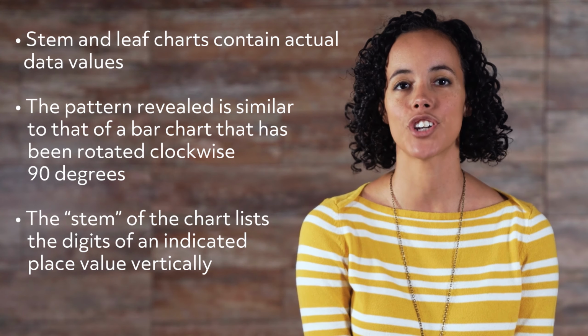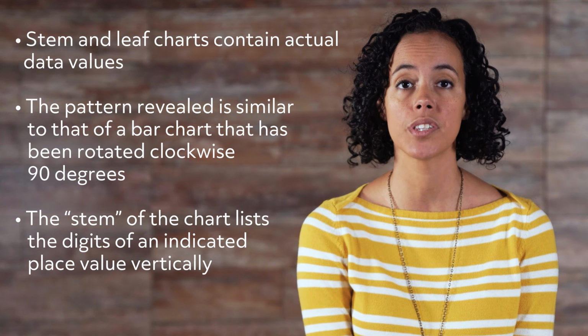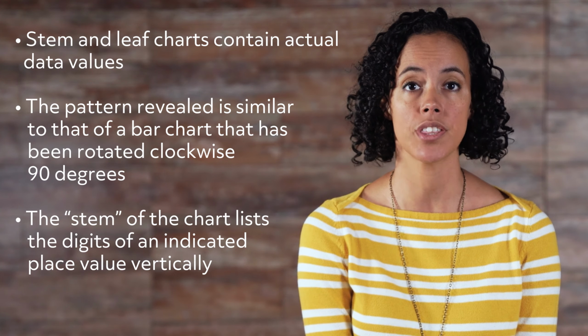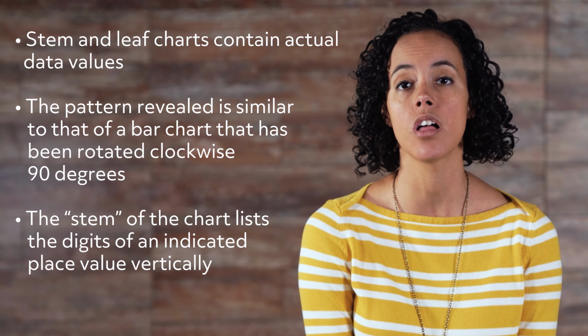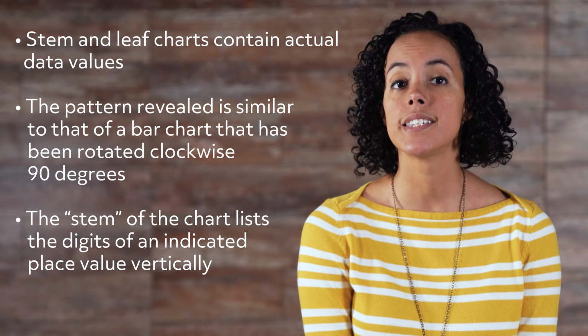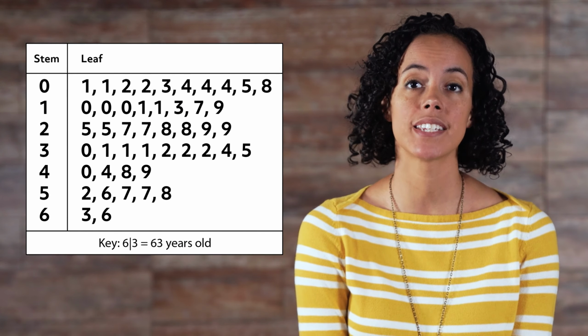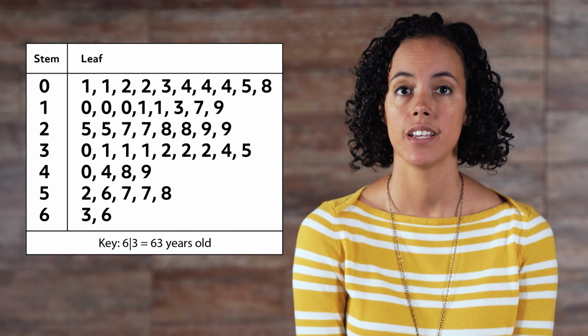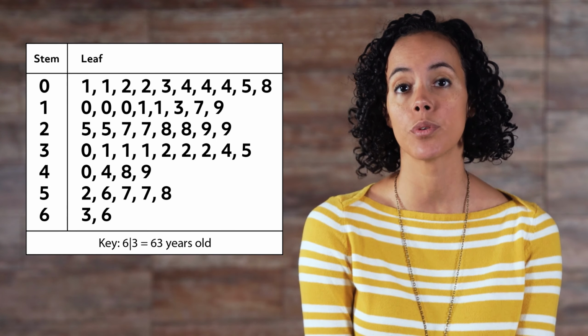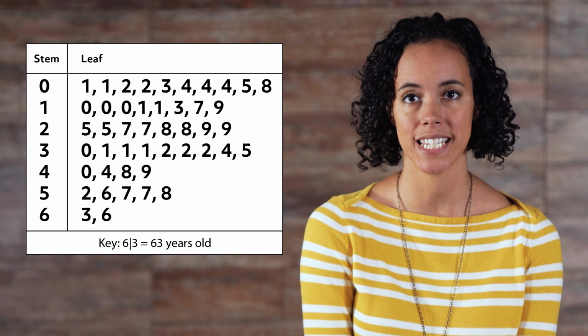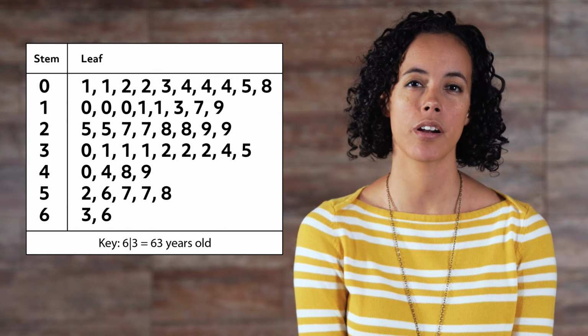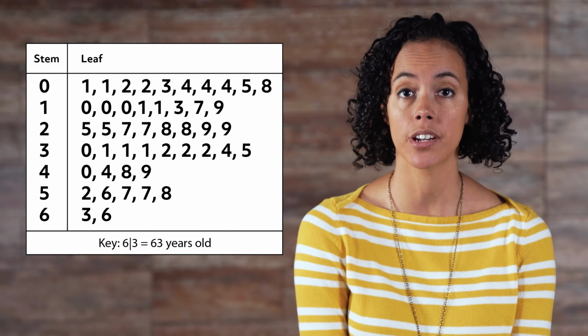Finally, stem and leaf charts contain actual data values. The pattern revealed is similar to that of a bar chart that has been rotated clockwise 90 degrees. The stem of the chart lists the digits of an indicated place value vertically. In this example, the stem represents the tens of a data set of ages. The leaves branch outward with the digits of the ones place for each age in the data set. A key should always be part of the graph so the data can be interpreted correctly.